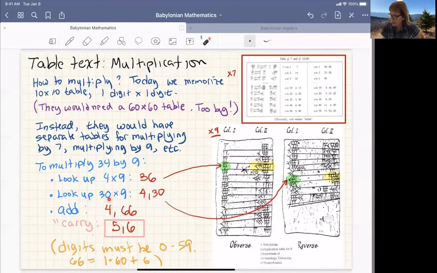Next, what's 30 times 9? Because 34 is 4 plus 30. So look up 30 times 9. So here's 30. And 30 times 9, the answer is going to be right there. And it's 4 30. Remember, it's written in base 60. So 30 times 9 is 4 30, so here's the 4 right here, followed by a 30.